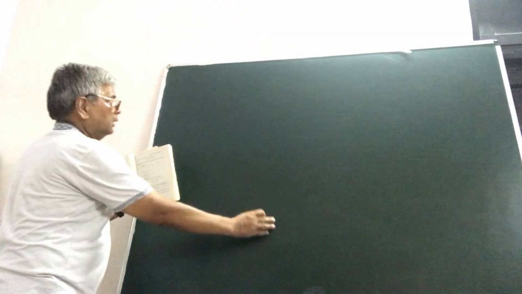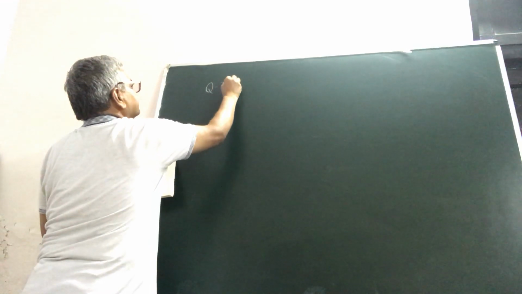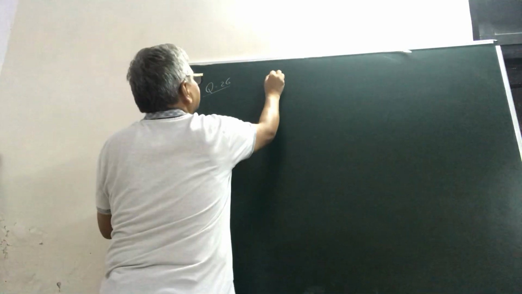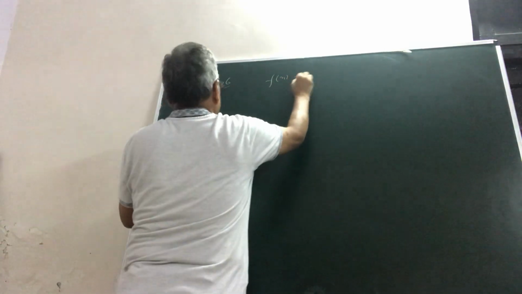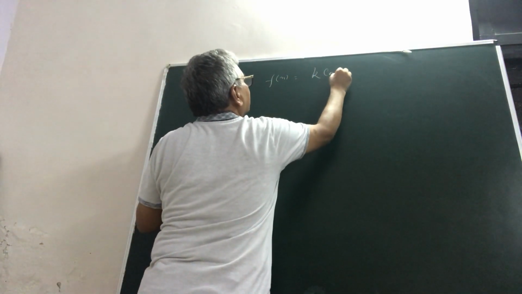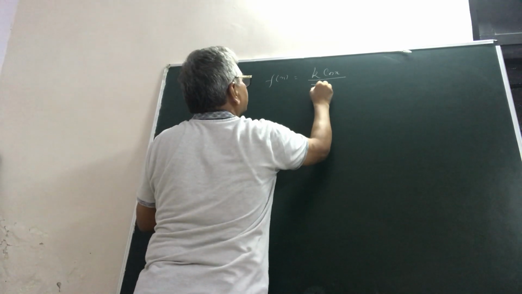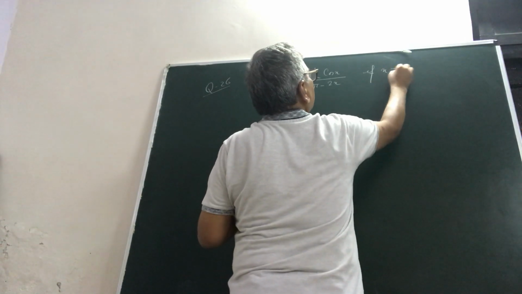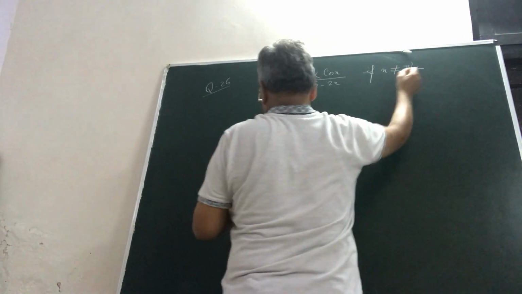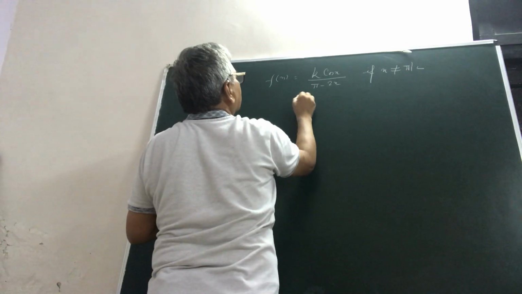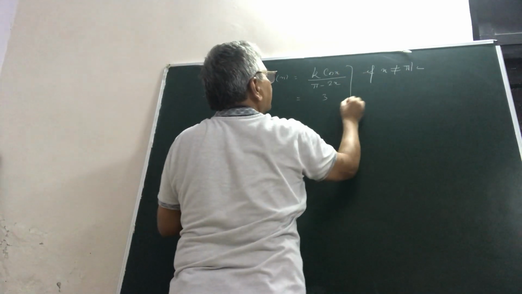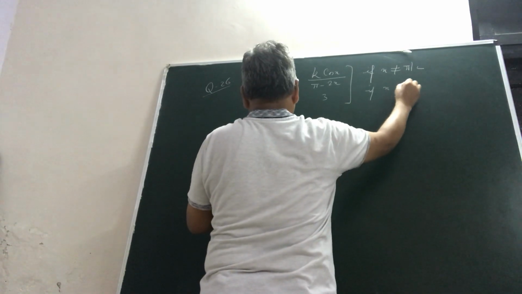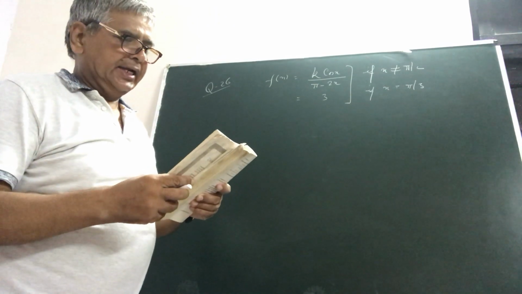26th question, let me take it. Question 26: f(x) is equal to k cos x upon pi minus 2x if x is not equal to pi by 2, and is equal to 3 if x is equal to pi by 2. So you have to find the value of k so that the function is continuous at the indicated point.